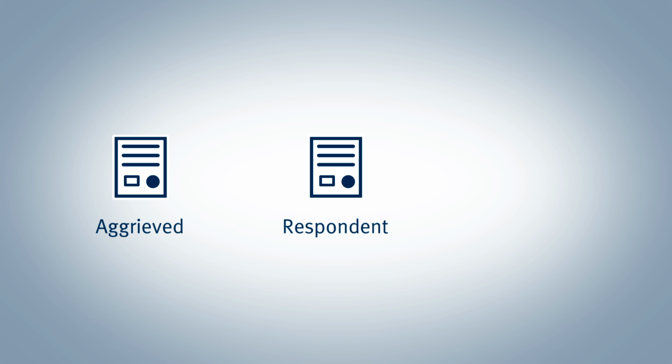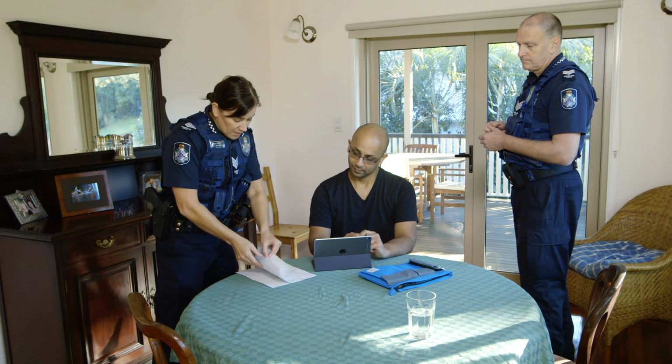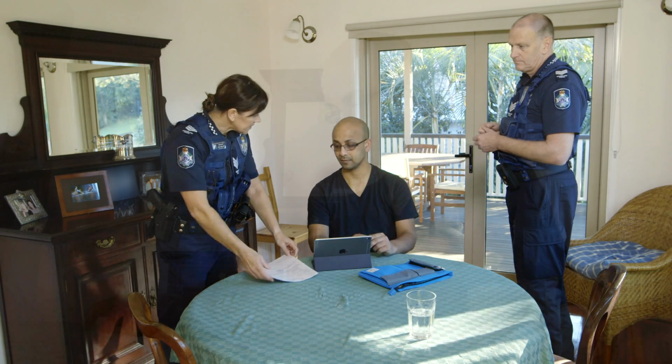Any adults listed on the order will get a copy, so everyone involved will know exactly what behaviour the court has prohibited and for how long. A domestic violence order is a court order, but will not appear on the respondent's criminal history. But if they don't obey the order, they can be charged with a criminal offence.